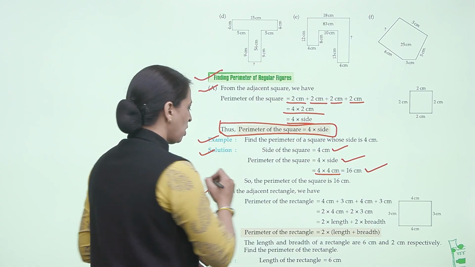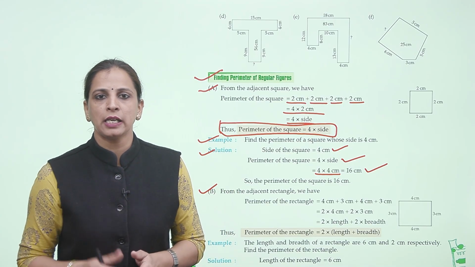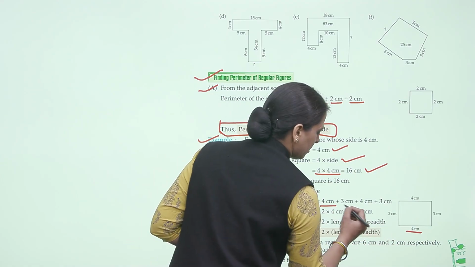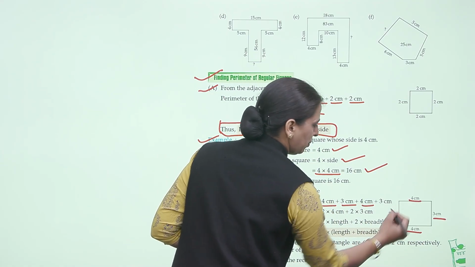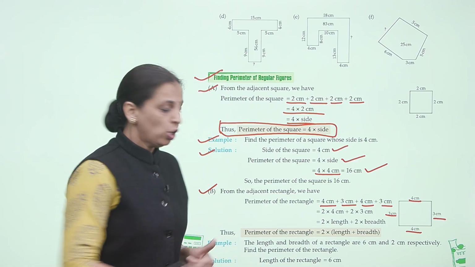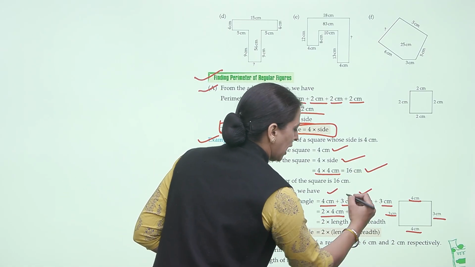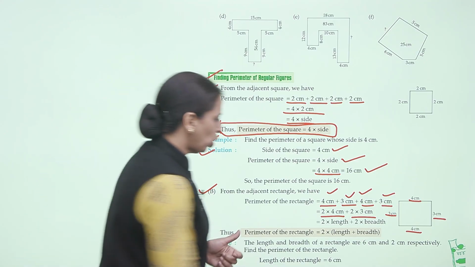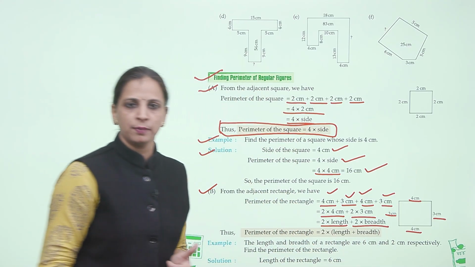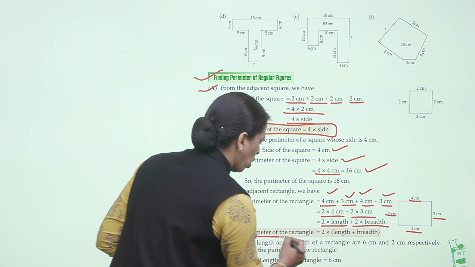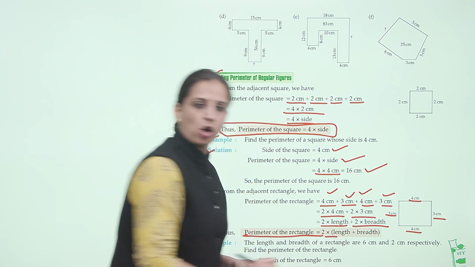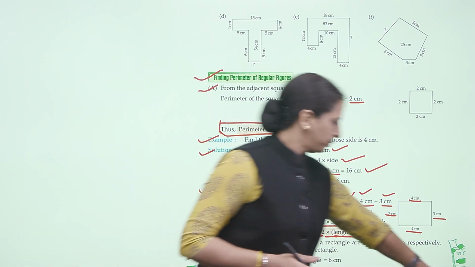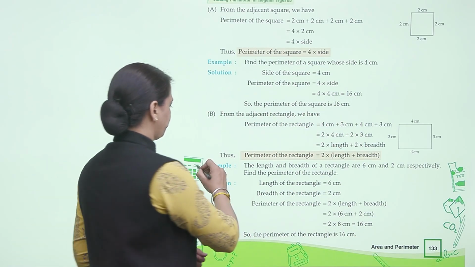Now B. From the adjacent rectangle we have perimeter of the rectangle. इसके हम क्या करेंगे? 4 centimeter plus 3 centimeter plus 4 centimeter plus 3 centimeter. So 2 times हमारा क्या है? 4 and 2 times हमारा क्या है? 3 and 4 and 3 is the length and breadth. So 2 times length plus 2 times breadth. Thus the perimeter of rectangle is 2 into, दोनों में 2 common है, under bracket length plus breadth. Example करते हैं इसका हम.